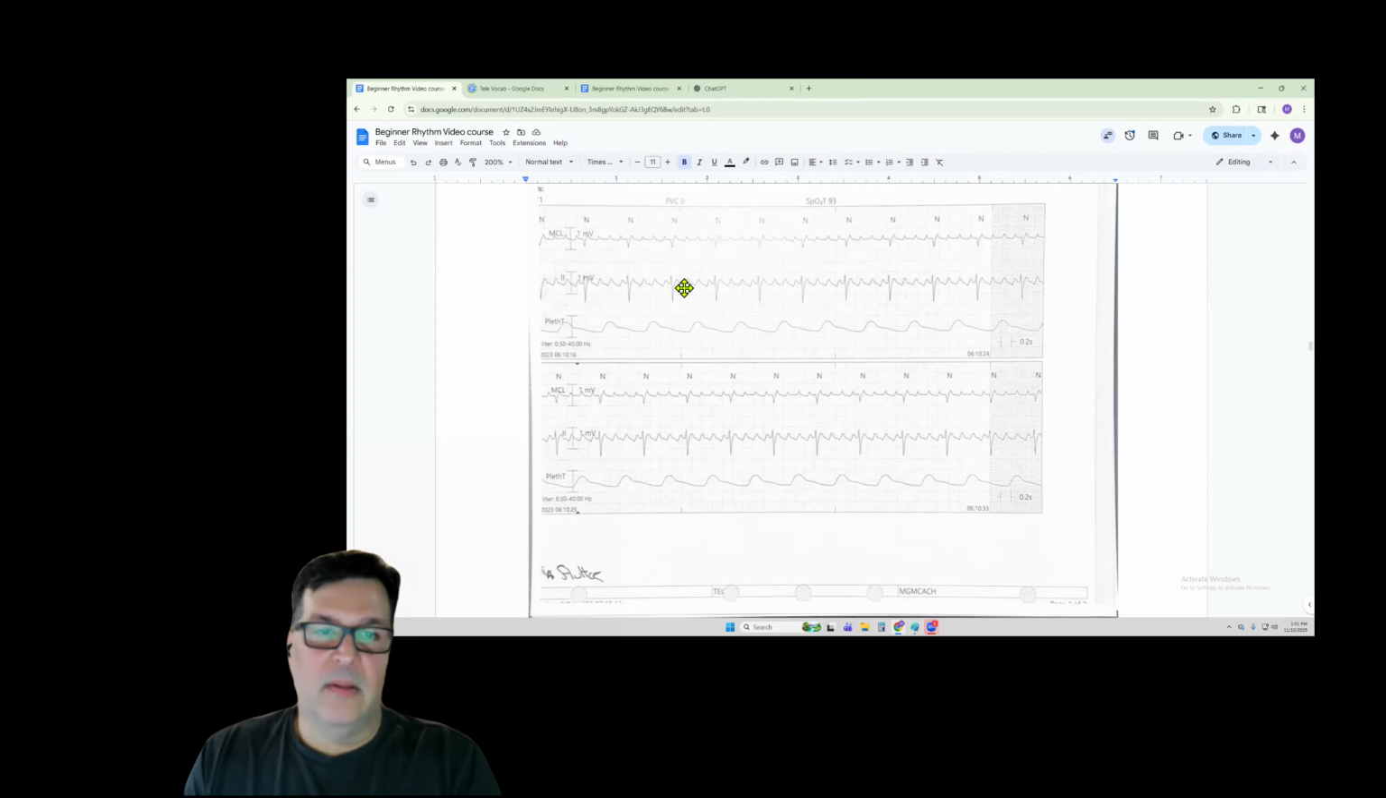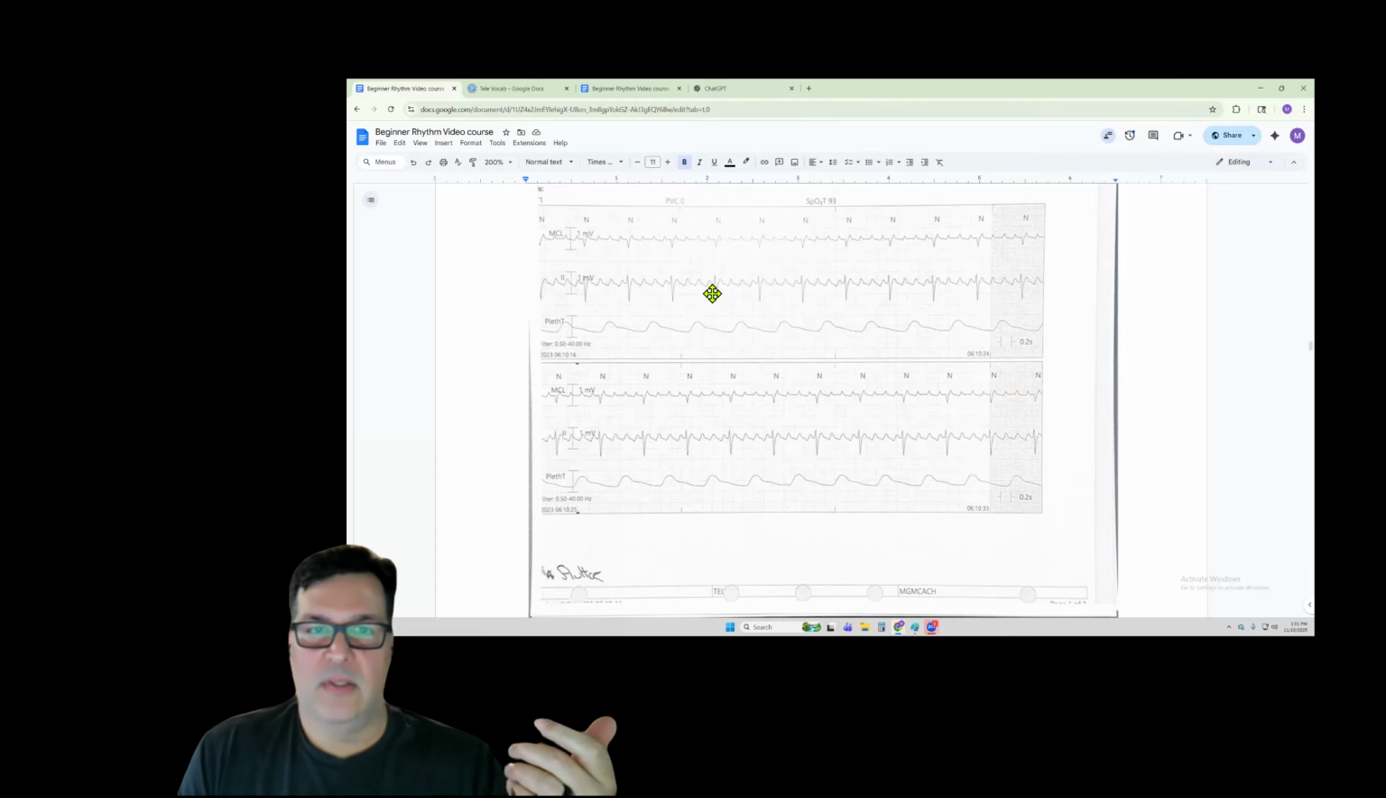If it was a 1-to-1 flutter, the ventricle is responding to every single flutter wave, which would make the ventricle 300 beats per minute, which is not good for the patient. If it's a 2-to-1, it's 150 heart rate for the ventricles. 3-to-1 is 100, 4-to-1 is 75.